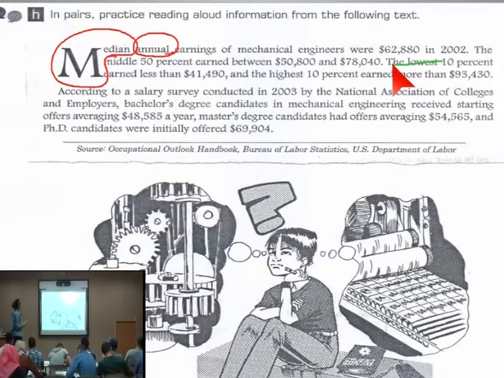80% earned less than 41,409. That's right, dollars. Of course, we are talking about US dollars, by the way, not Australian, US dollars. Yes. And the highest 10% earned more than 90. The numbers are 93,430. Yes, thank you, Manar.